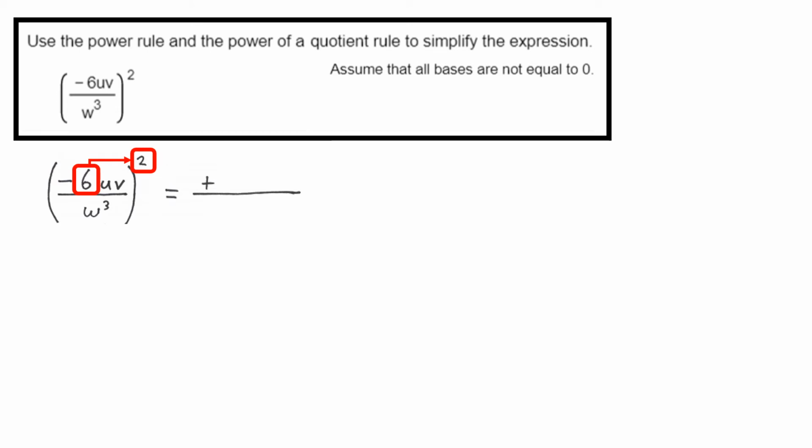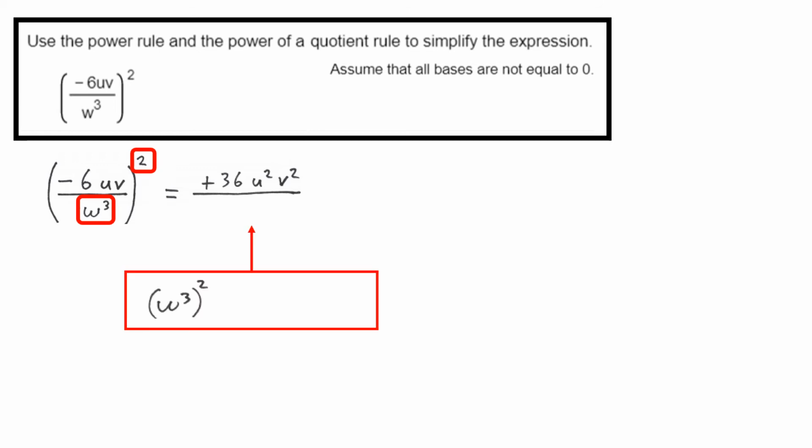Next, we have 6 squared, which is 36. Now we have u squared, which just gets written down as u squared, and the same with v squared. And that completes the numerator. In the denominator, we have w cubed, and that all needs to be squared. Recall our power rule. When raising a power to a power, you multiply exponents. Since 3 times 2 is 6, we get w to the 6th, and we write that in the denominator.